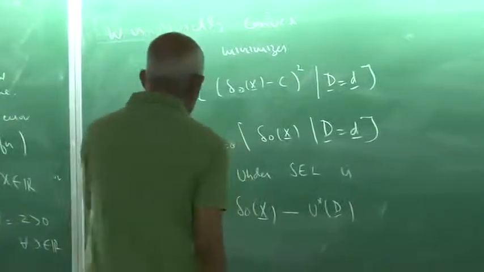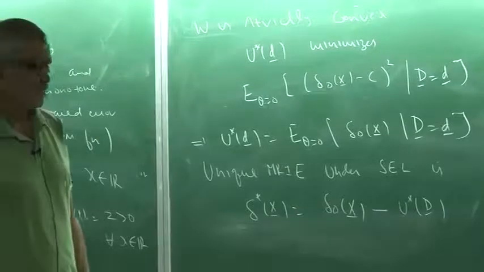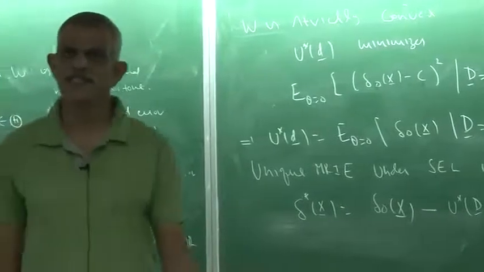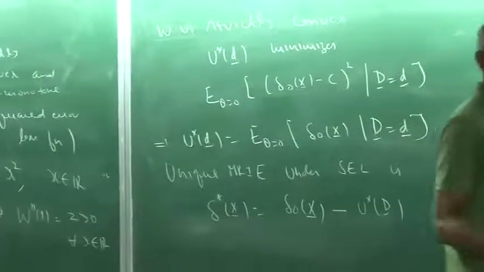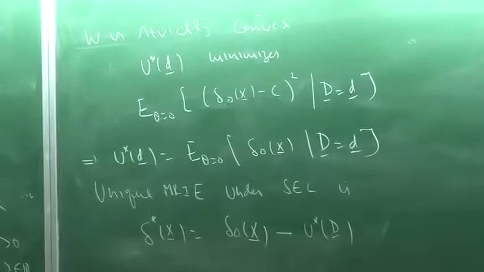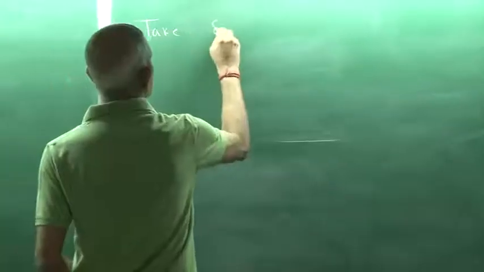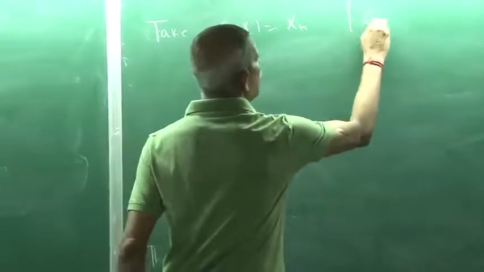So, since this delta naught x is of my choice, I can take delta naught to be xn itself. So, let us take delta naught. The only thing I have to make sure is xn is in D, that means it is invariant. So, take delta naught x is equal to xn. Now, this clearly belongs to D.